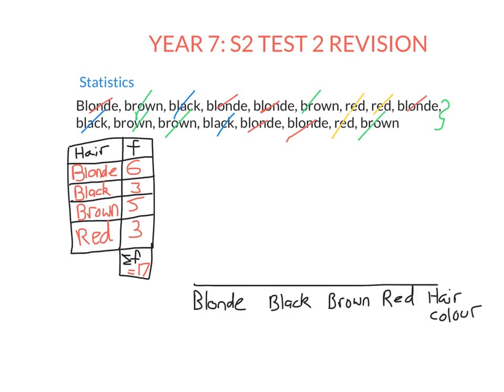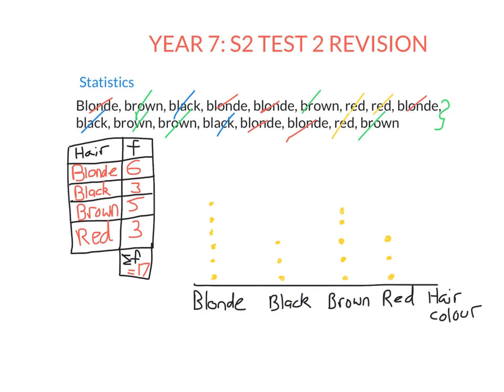It's frequency. So for blonde, it occurred 6 times. So we put 6 dots up like this. So this is very similar to a column graph, just replacing the columns with dots. So similarly for black, we're going to draw 3 dots because black happened 3 times. And then for brown, we draw 5 dots, and red, we draw 3 dots. And then our dot plot is done. How easy is that? The frequency table just made it a little easier to construct this dot plot.